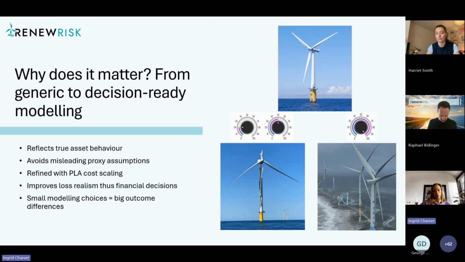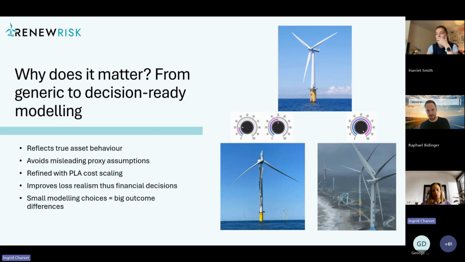We do that as well with PLA, post-loss amplification, which we talked about a little bit earlier. PLA is an additional final calibration layer, if you will, that allows us to capture the specific behavior in wind farms where demobilization and mobilization costs are much higher, but also things like the size of the wind farm will affect the overall cost of repairing one turbine or several turbines. So we do capture that as part of the vulnerability model, and this improves the loss realism and therefore financial decisions.